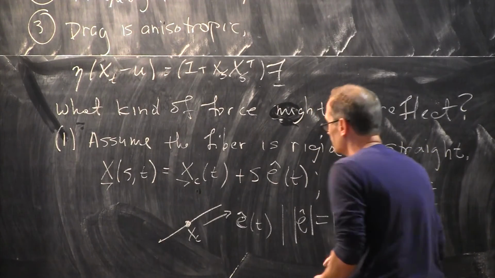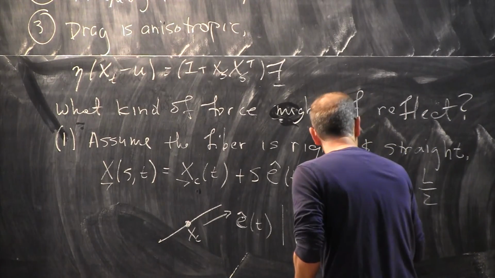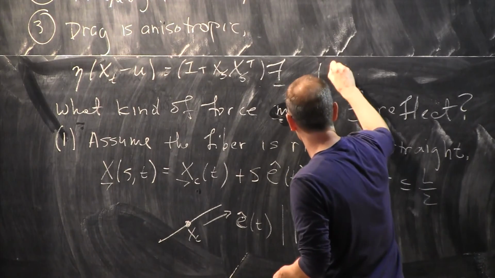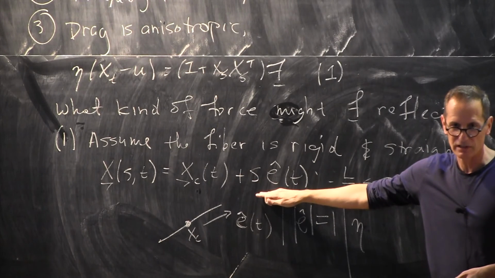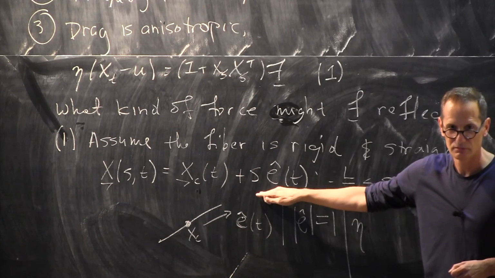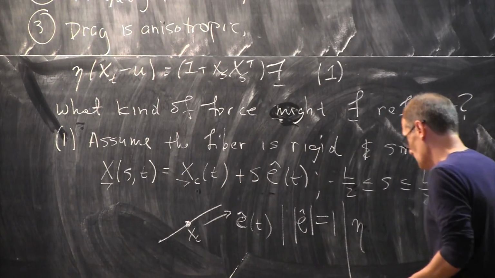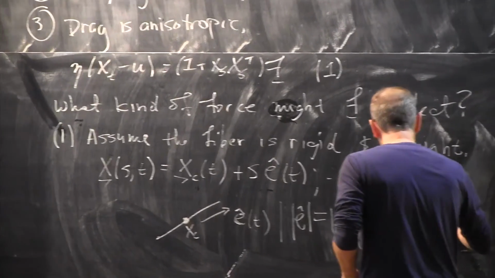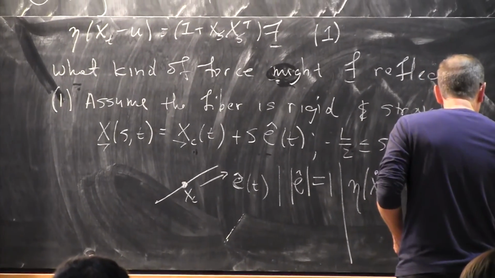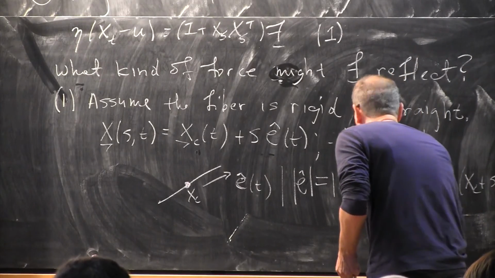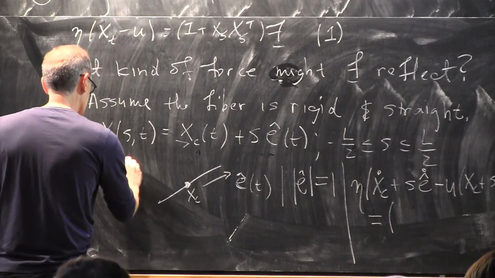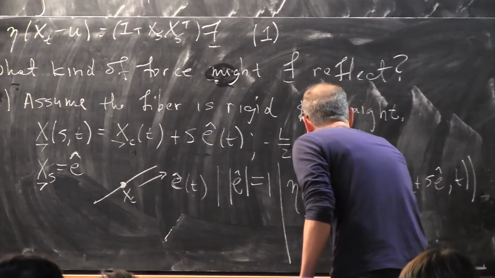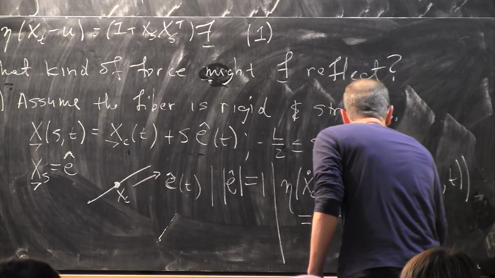So then, let's say I'm in a background flow. And this is going to be a problem I want people to work out, actually. So I put this ansatz into my equation 1. Notice I've already built inextensibility into the formulation, into the ansatz of the center line. So I separated S and T in this way. And so then I have eta times (X_C dot plus S E hat dot) minus U of (X_C plus S E hat, T), and now here I should also say, X_S, of course, is just E hat. That's just my tangent vector. And then this is equal to (I plus E hat E hat transpose) times F.